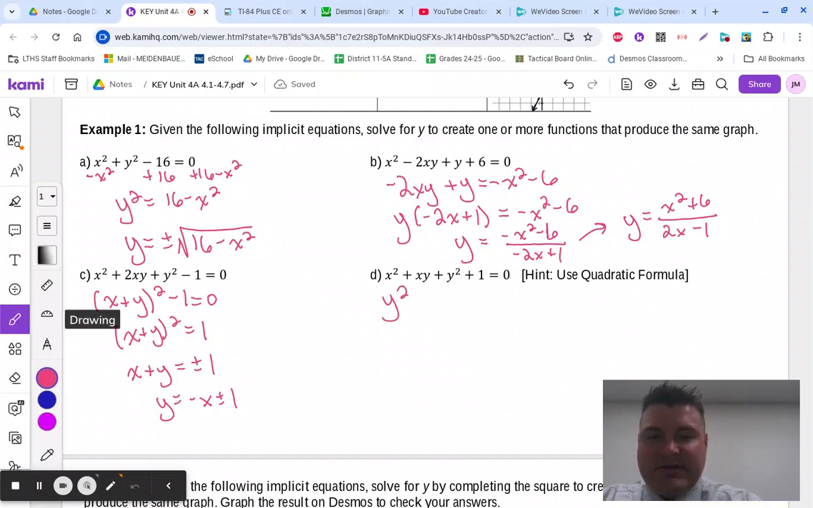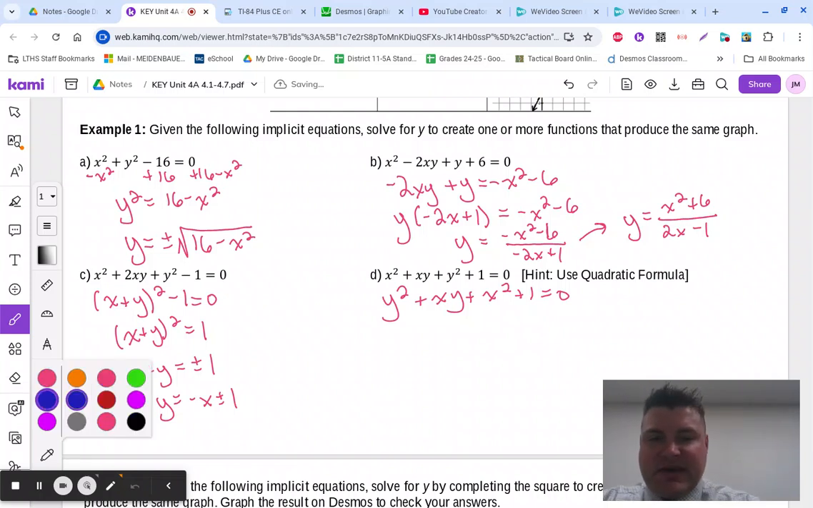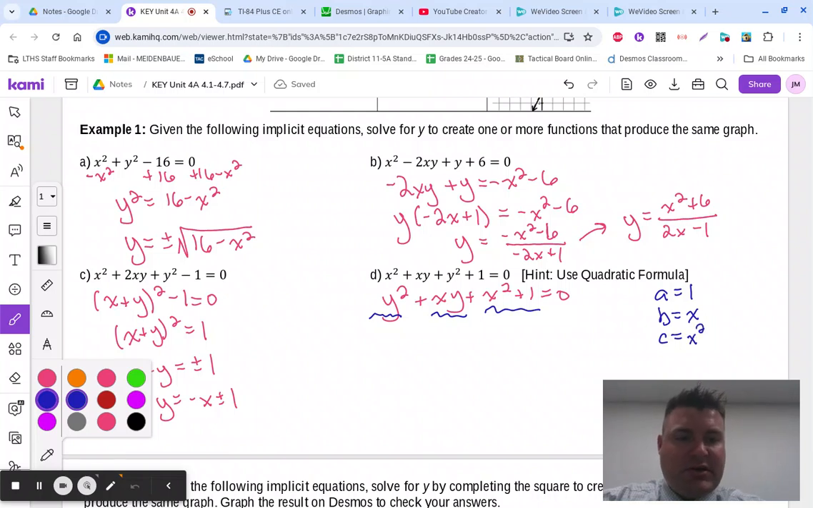So we're going to get y squared plus xy plus x squared plus 1 equals 0. What's going to happen here is I'm going to have my a term in front of there, b term in front of there, and then my c term is right here. So I have my a is 1 because I'm going to treat this as y squared. And what's in front of the y from a b term? That's an x. What's my c term, which is my non-y terms? X squared plus 1.